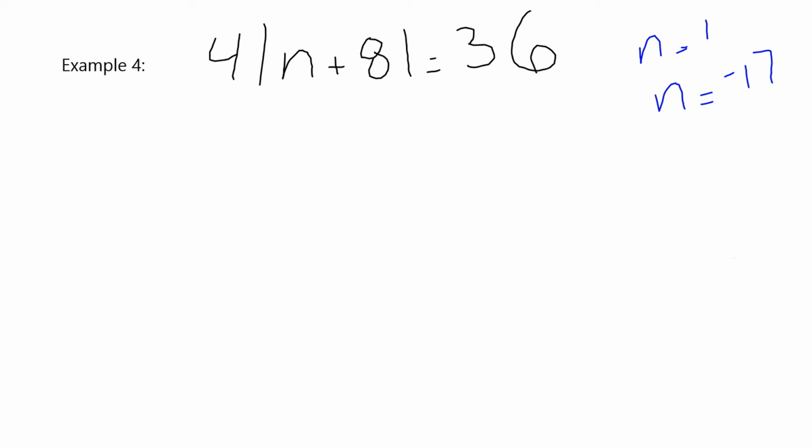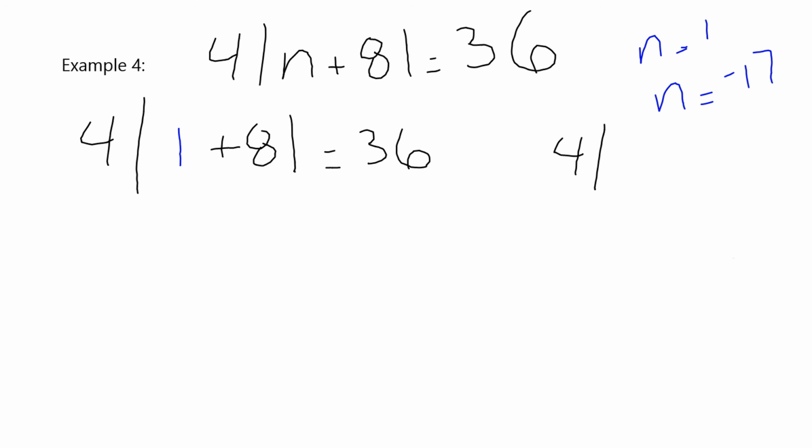So now that we have our answers, we just substitute them back into the original problem. So we have 4 times the absolute value of 1 plus 8 equals 36. And then we have 4 times the absolute value of negative 17 plus 8 equals 36.